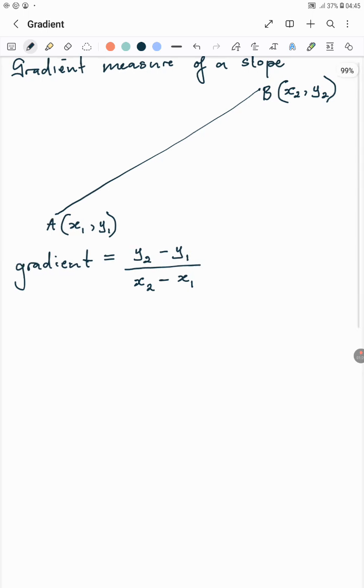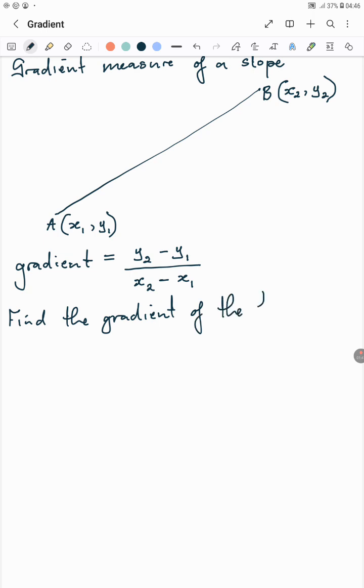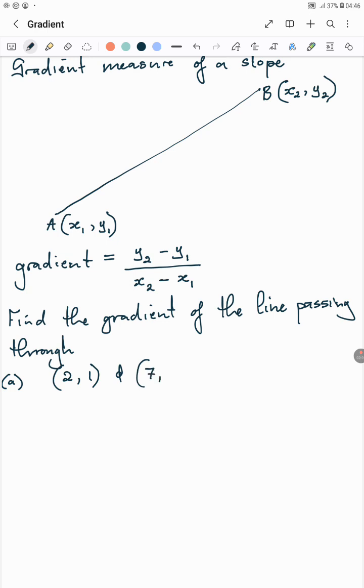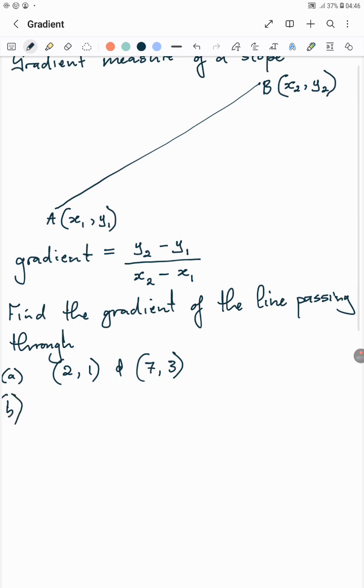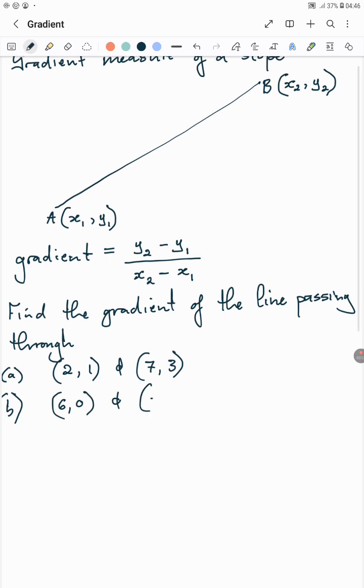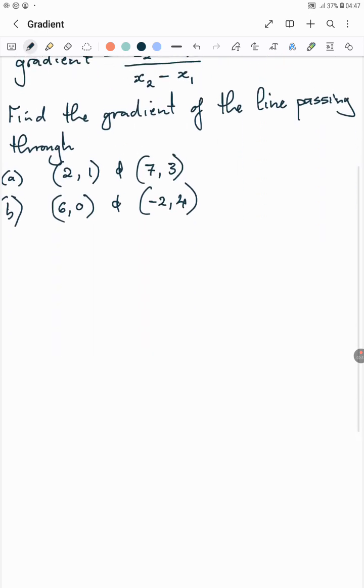So for example, if you get a question that says find the gradient of the line passing through the points A (2, 1) and (7, 3), and B (6, 0) and (-2, 4). So we're going to look at part A first.